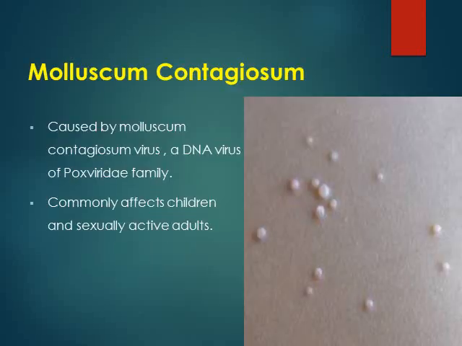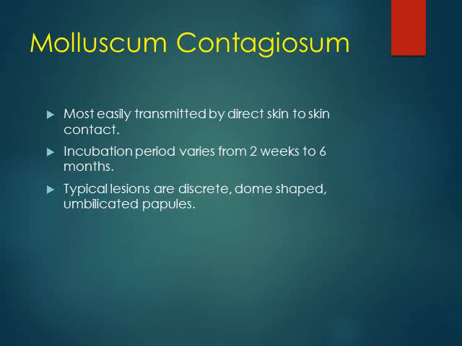Clinically, this type shows pearly white papules which are seen in different parts of the skin. It is most easily transmitted by direct skin to skin contact. The incubation period varies from 2 weeks to 6 months, and typical lesions are discrete, dome shaped, and umbilicated papules.